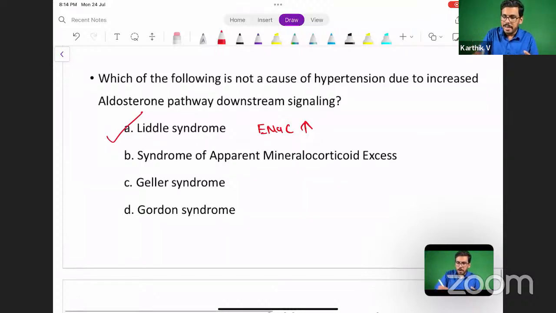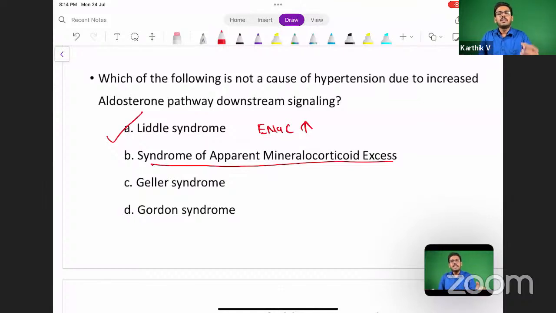Now, what do you mean by saying syndrome of apparent mineralocorticoid excess? We have seen the cortisol, which is not inhibited by the 11 beta HSD2, acts on the mineralocorticoid receptor, activating the receptor pathway. So again, it is a true statement.